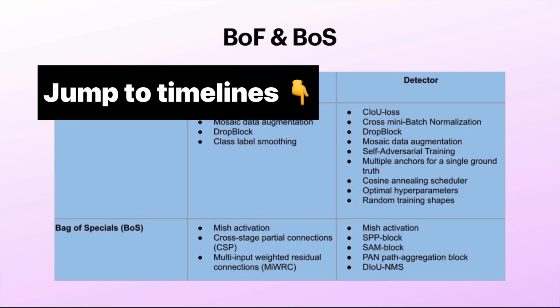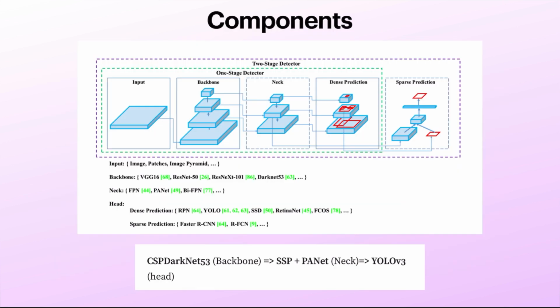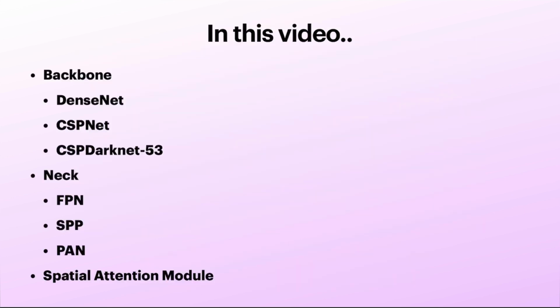Now in this video, we will dig deeper into each and every component one by one. We will start from the architecture side and then we will move on to bag of freebies and bag of specials. So in this video, we will cover mainly the architecture and the design choices of YoloV4: what backbone is used and what neck is used, along with some additional modules. We will understand the design choices.